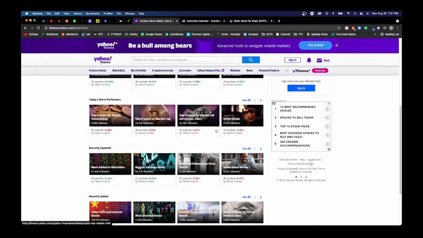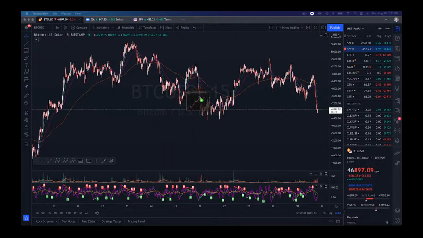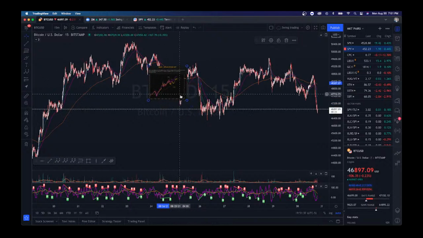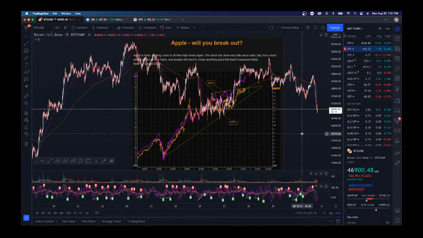I'm not really one to develop targets for, say, Apple and things like that, but let's see what Sig said. All right, so Sig, Apple, will you break out? Yeah, let's see. I'm trying to copy this into TradingView, Sig, and let's see if it's going to let me. Copy, paste. There it is. I didn't even know you could do that. All right, so this is what Sig sent me.